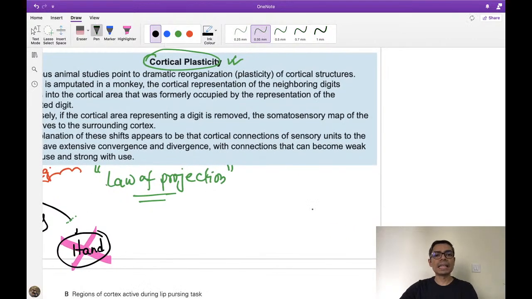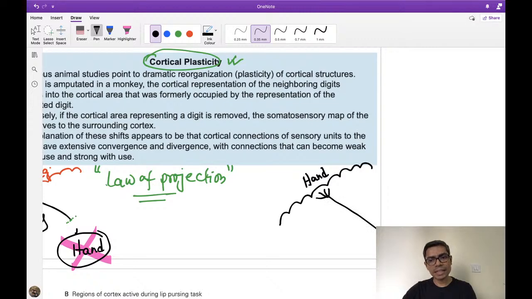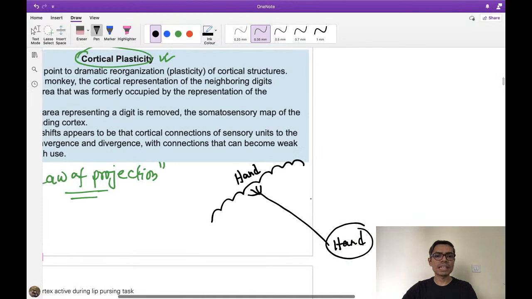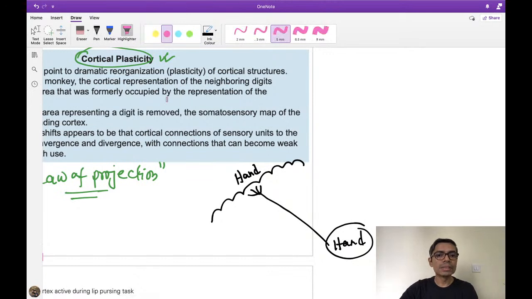Second thing is that in case of an animal experiment, suppose this is your cerebral cortex and suppose this is the hand area. So the hand area is receiving the sensation from the periphery. Now this is seen in case of an animal experiment. Suppose I have removed the area of the hand from this cortex. This is different. The hand is still there, so the neuron is still there projecting here, but in an experimental animal, I have removed the brain area which is receiving the sensation from the hand. So what will happen?